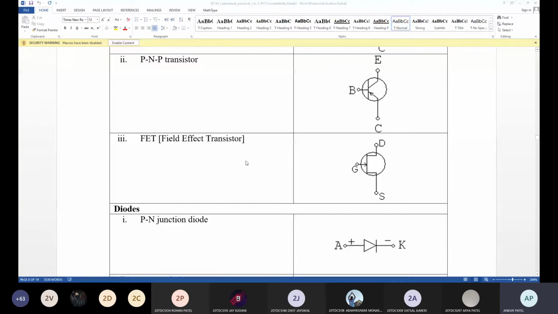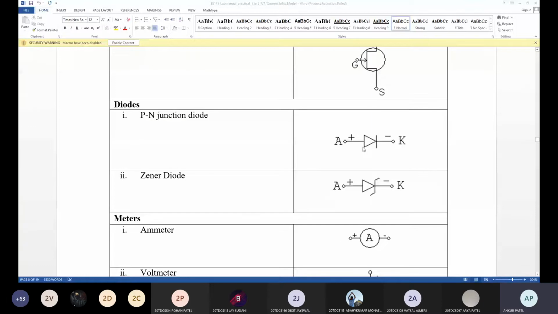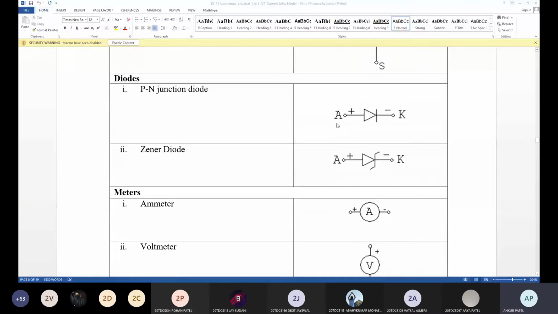PN junction diode: anode, cathode, positive, negative. For forward bias, you have to connect positive with positive and negative with negative, so it allows current in the circuit. For reverse bias, connect positive with negative and negative with positive, so it doesn't allow current in the circuit.